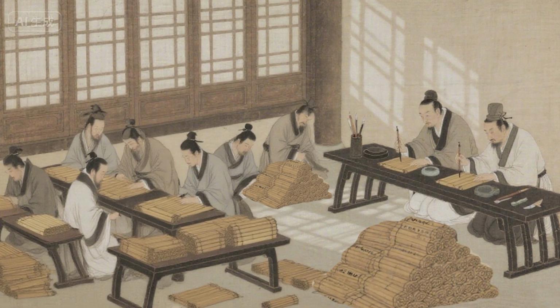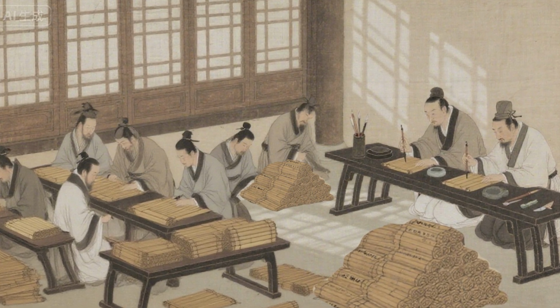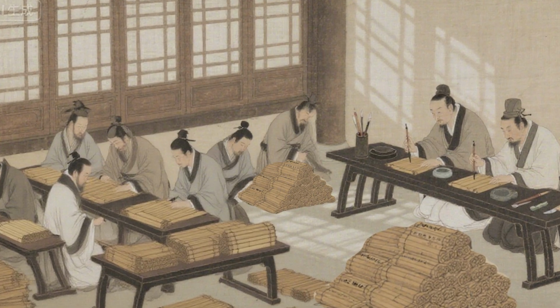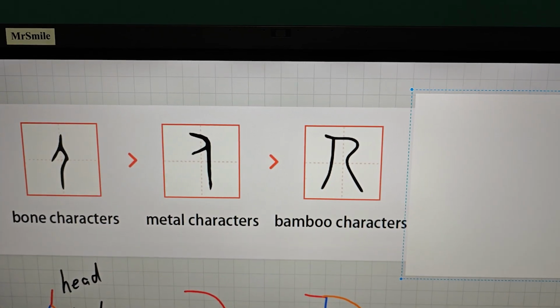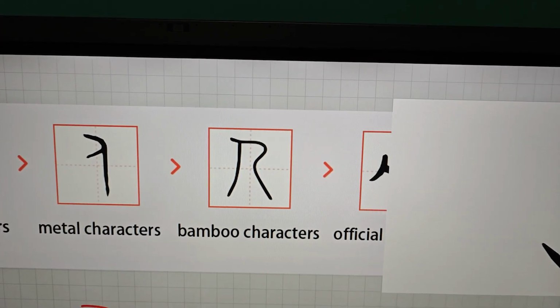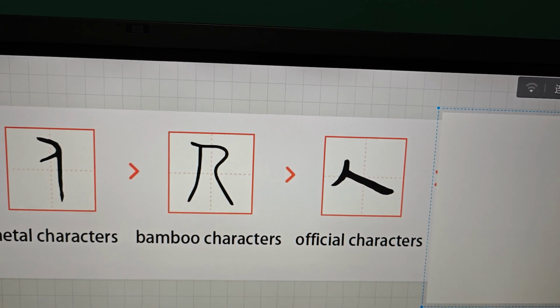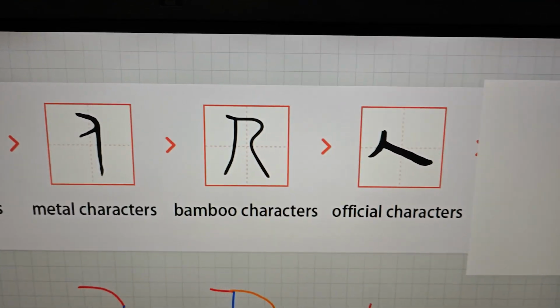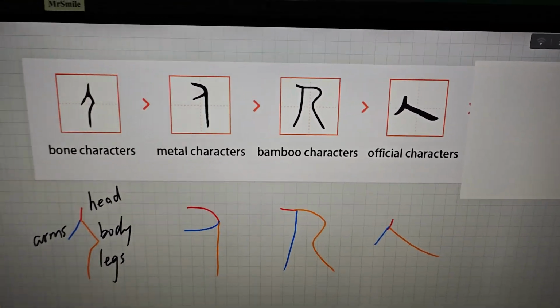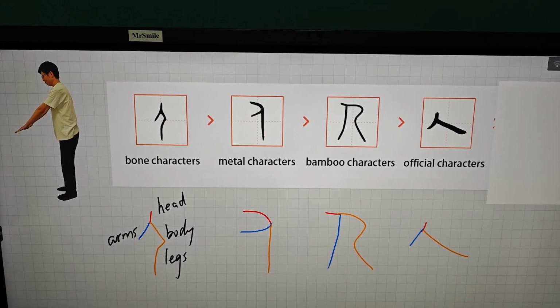For efficiency, bamboo characters were gradually simplified as officials wrote, and a new script was gradually invented called Li Shu. In my videos, I'll call them official characters. The official characters for Ren are written like this. From this period onward, Chinese characters became very similar to the ones we write today.